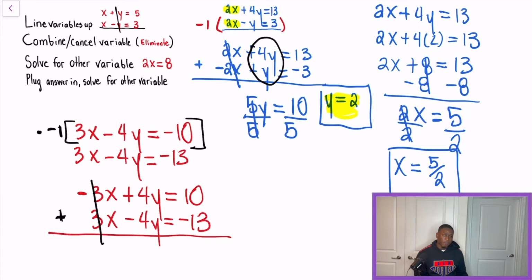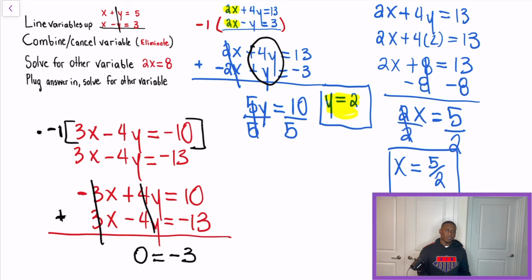Then we go over to positive 4y plus negative 4y. That's also gone. So what we notice is we have 0 is equal to, because nothing's on that left-hand side, right? x and y are 0. They canceled each other out, right? So now we have 0 is equal to 10 plus negative 13. And when we combine those two, we'll get negative 3.